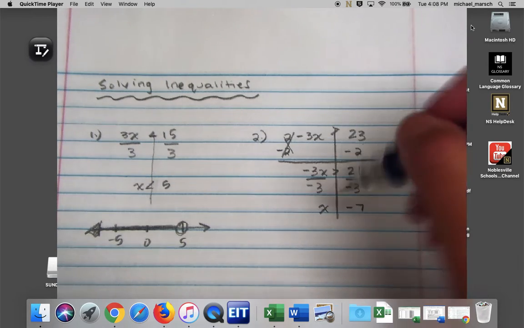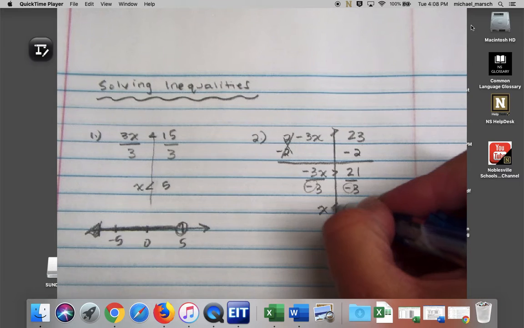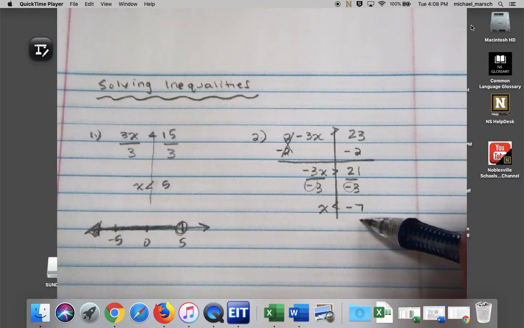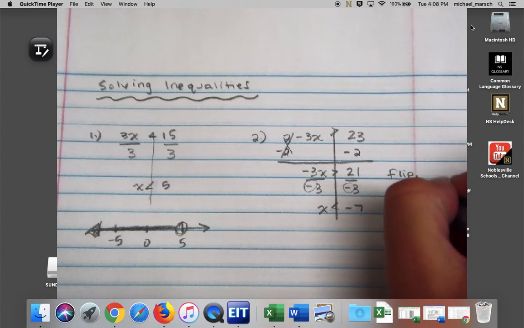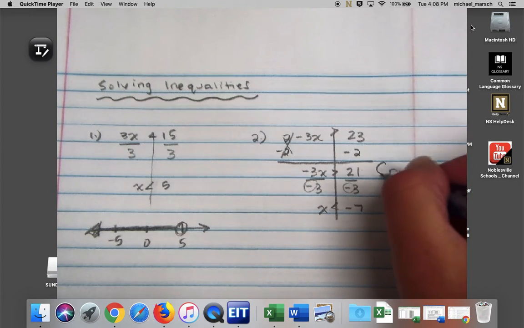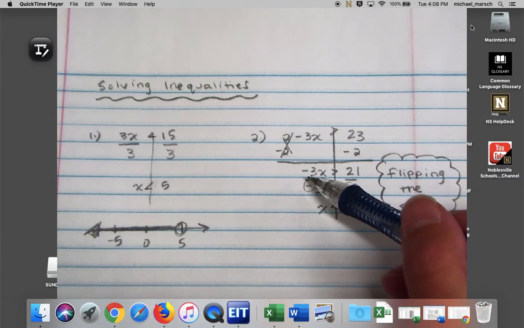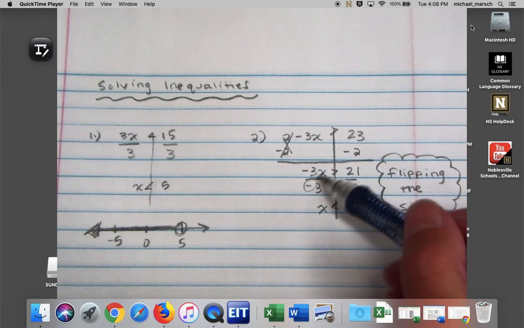There's a little rule here. If you divide by a negative, your sign flips. So because this was greater than, now it's less than. And that's because I'm changing the whole value of the number, because a positive divided by a negative is now negative. So I have to change my symbol as well. So we call that flipping the sign. And we only do that, again, when we divide by a negative. If this was a positive 3, then I would have left my symbol the same. But I had to flip the sign because this is a negative 3 here.